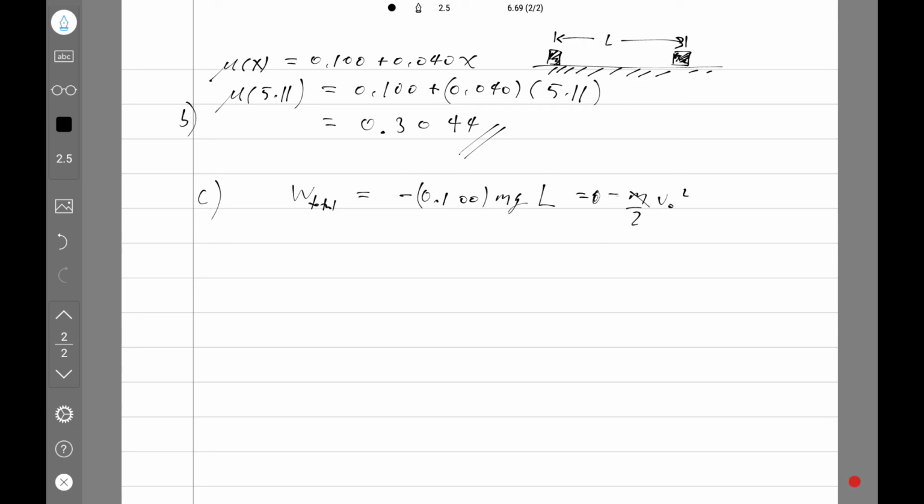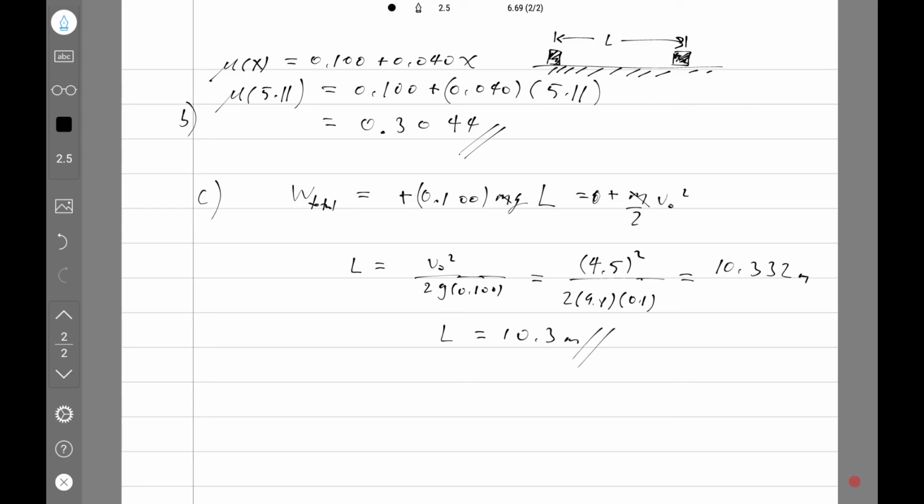And we again get a minus m to cancel. So we have L being v naught squared over 2g, all divided by 0.1. It's 4.5 squared divided by 2 times 9.8 times 0.1. Forget the sig figs there. 4.5 squared divided by 2 divided by 9.8 divided by 0.1. And I get 10.332 meters. So L is 10.3 meters. Easy peasy.